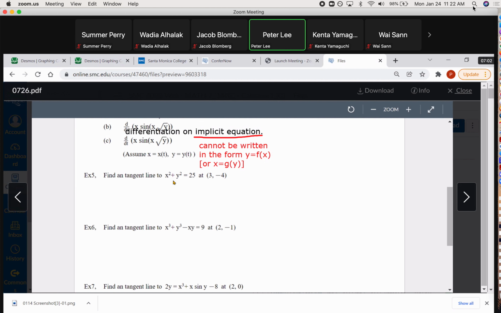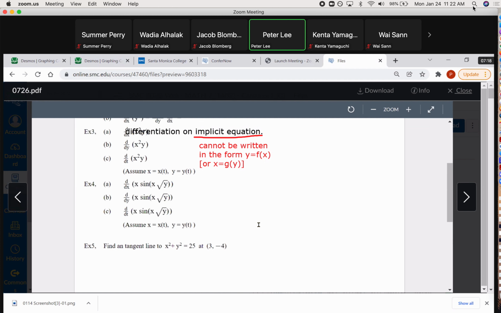And actually, for example 5, we can't solve for y in terms of x, because that's actually a circle. And for the next one, can you solve for y in terms of x? Yes, we can. But it's watery. There's no flavor. But we'll see. Okay, so that's the whole topic of this.